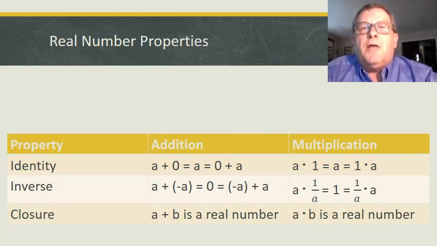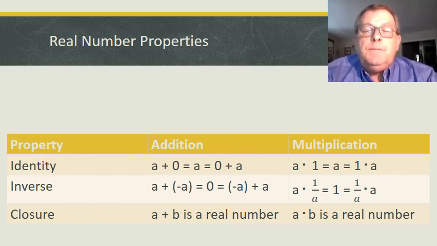Now let's look at 3 more properties, additive properties as well as multiplicative properties. The first one we're going to look at is the additive identity property. A plus 0 equals A, and 0 plus A also equals A. A simple way to put that is any number that is added to 0 is going to equal itself. So 4 plus 0 equals 4. That is the additive identity property.